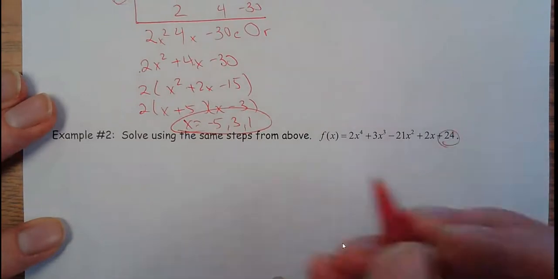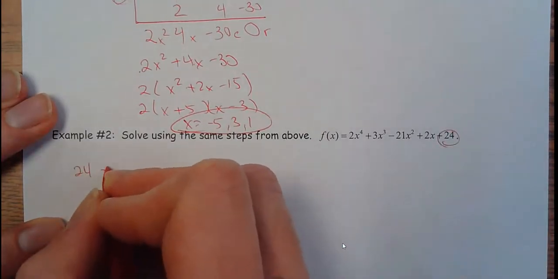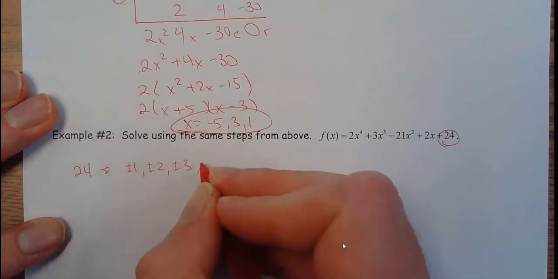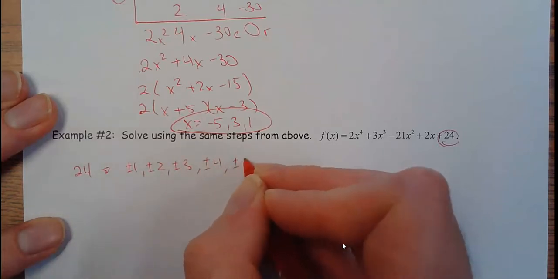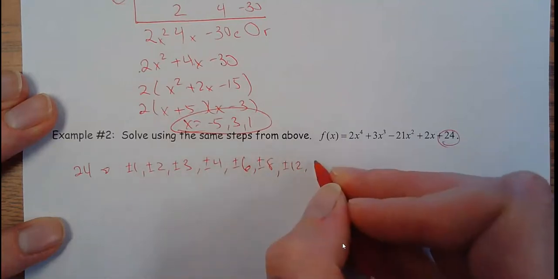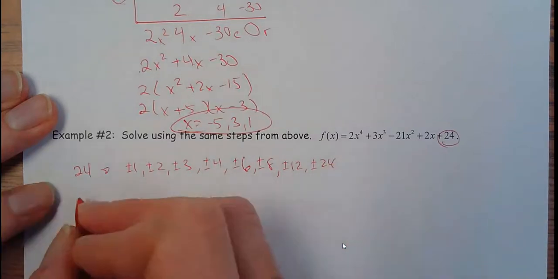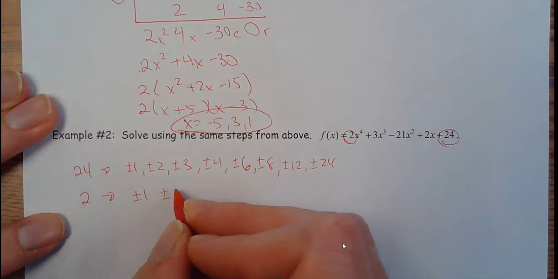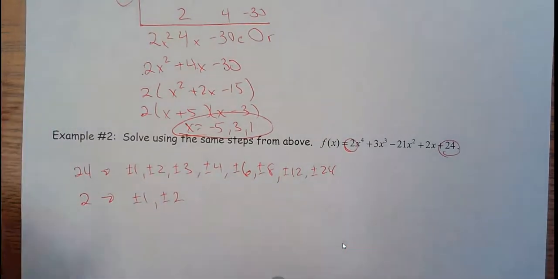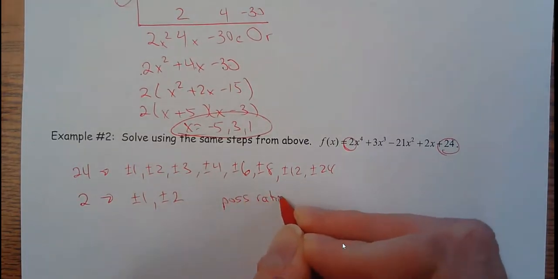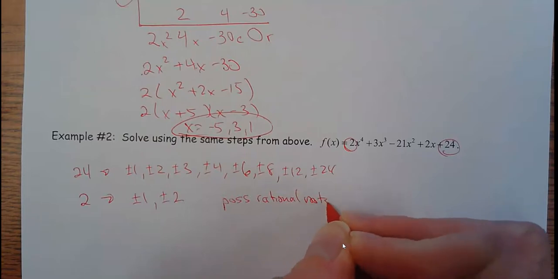So the factors of 24: plus minus 1, plus minus 2, plus minus 3, plus minus 4, plus minus 6, plus minus 8, plus minus 12, and plus minus 24. The factors of 2: plus minus 1, plus minus 2. So if I want to find all the possible combinations, the possible rational roots.